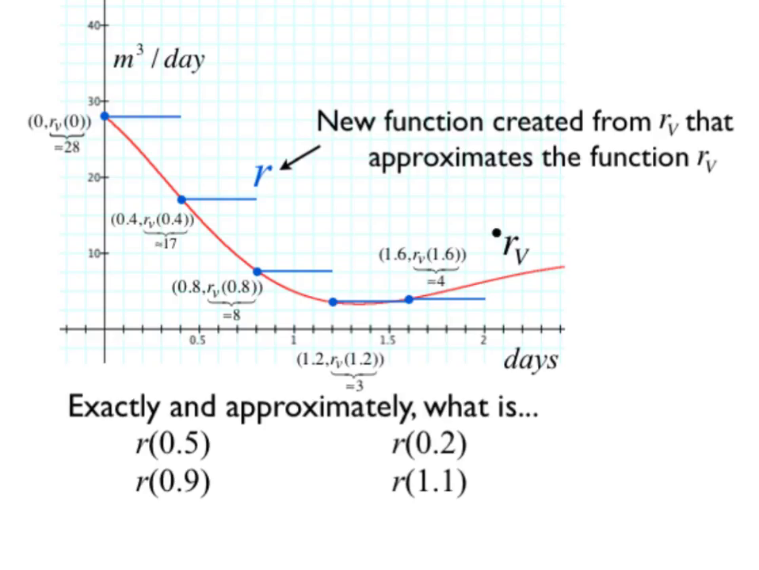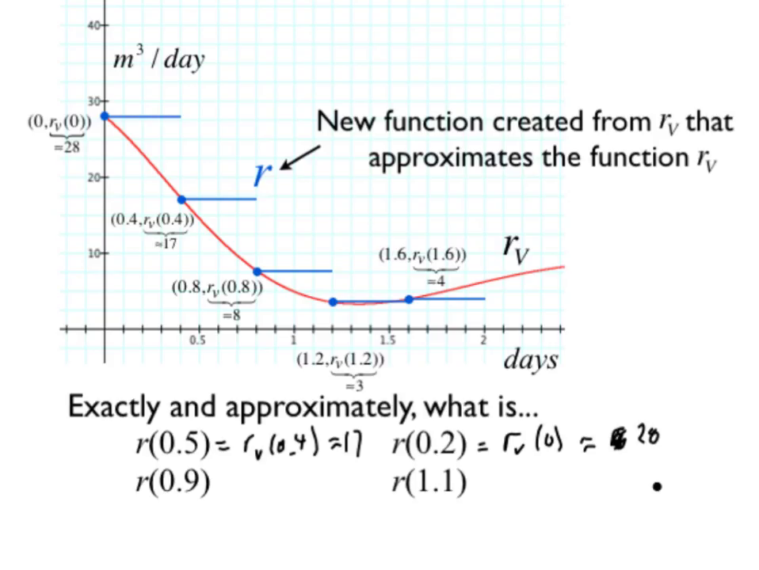So R of 0.5. He wants R sub v of 0.4. Lots of yeses in agreement. Okay? And then that is approximately equal to what? 17. All right, so R of 0.2. R sub v of 0. It's 28.